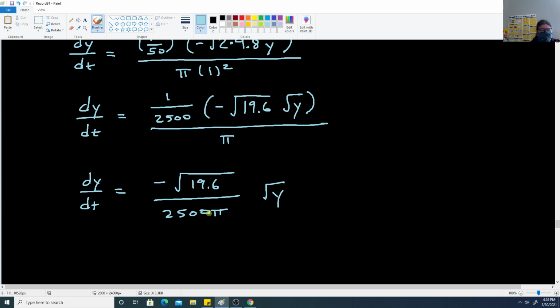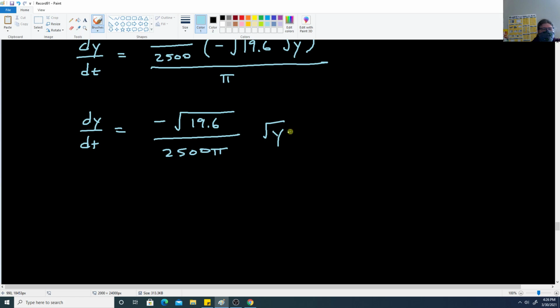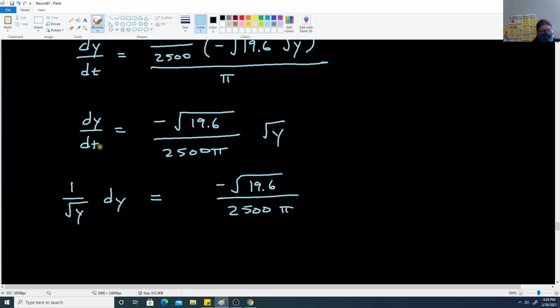So we're going to leave our answer with all the number parts in there like that, and we're going to go through and work on separating the variables. So square root of y I'm going to bring back over here is 1 over square root of y. We'll have the dy. That's going to equal negative square root of 19.6 over 2,500 pi, and then the dt that was here is going to slide across.